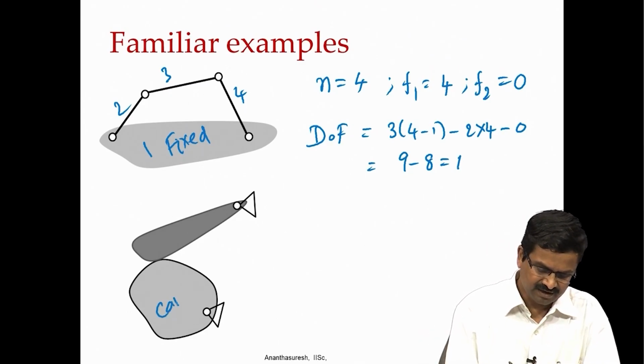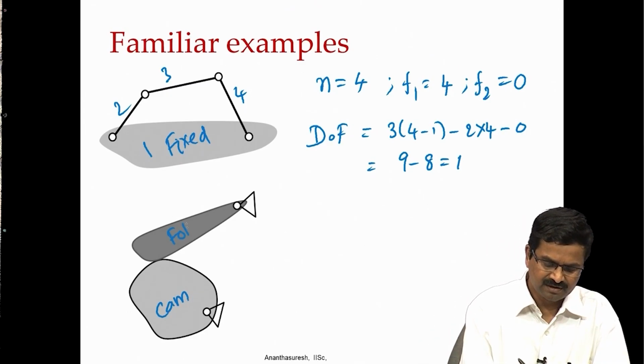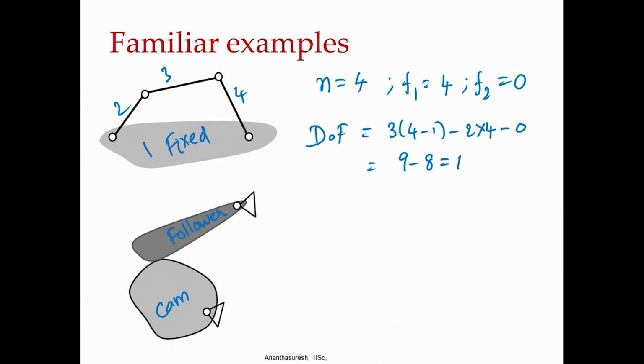Similarly, we have a cam follower mechanism here. If we count, n equals 3 here: the fixed one is 1, cam is 2, follower is 3, so n equals 3. F1, we have a pin joint there, a pin joint there, that is 2. We also have an F2 joint here, which is this one, that is a higher pair with a line contact, surface contact, that is 1.